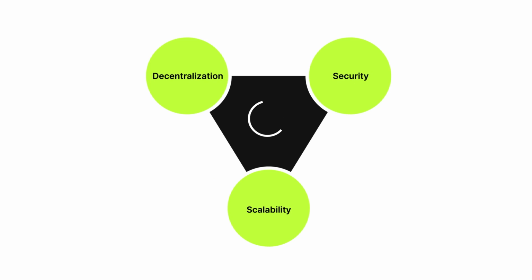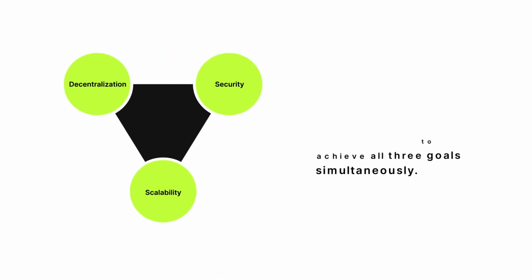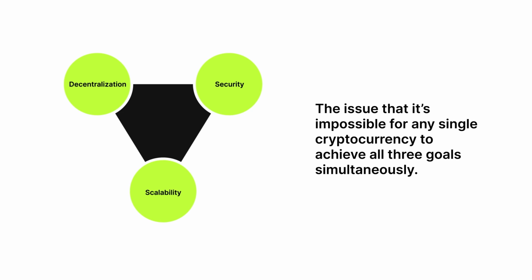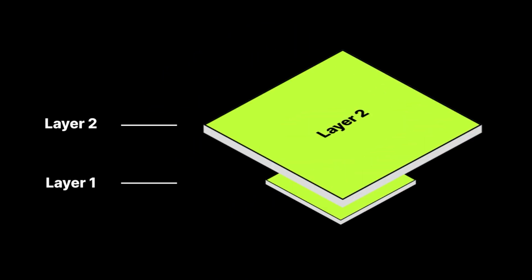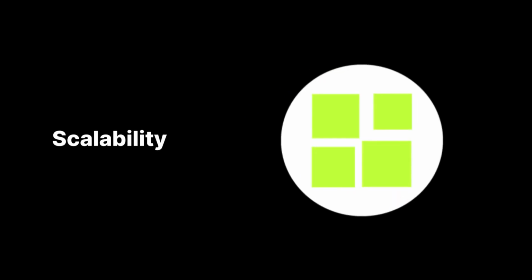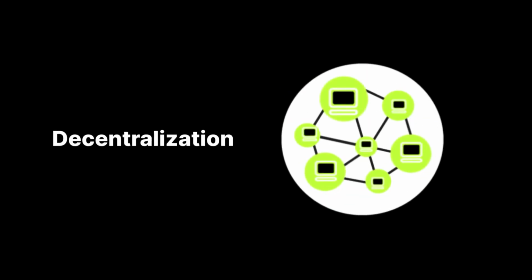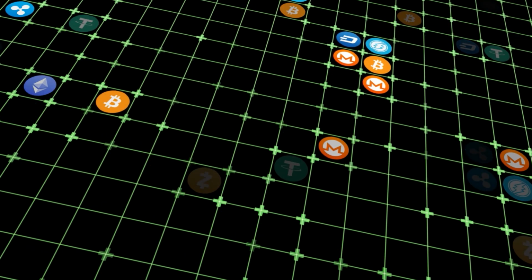Layer 2 blockchains most often deal with the issues arising from the blockchain trilemma. The blockchain trilemma describes the three competing goals for cryptocurrency: decentralization, security, and scalability, and the issue that it's impossible for any single cryptocurrency to achieve all three goals simultaneously. It's a really interesting subject that we'll discuss in more detail in another video. So Layer 2 blockchains are developed on top of Layer 1 blockchains to address the scalability, security, and decentralization and the interoperability challenges faced by the majority of Layer 1 blockchains.